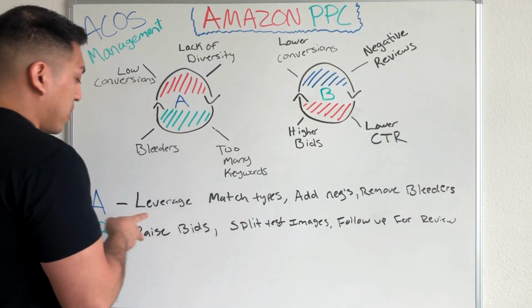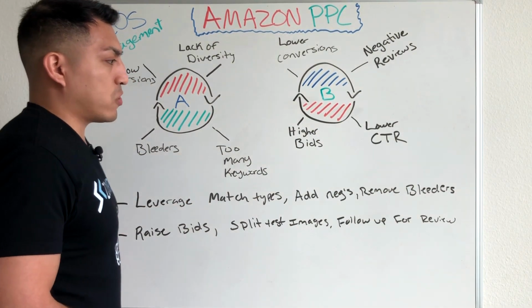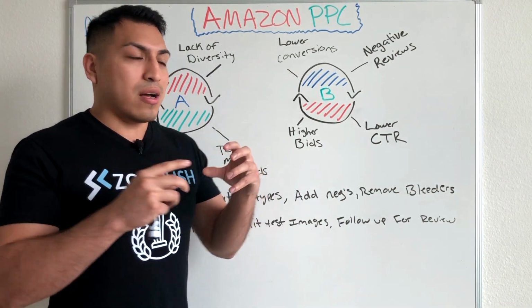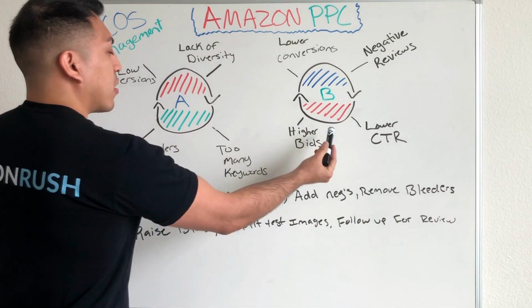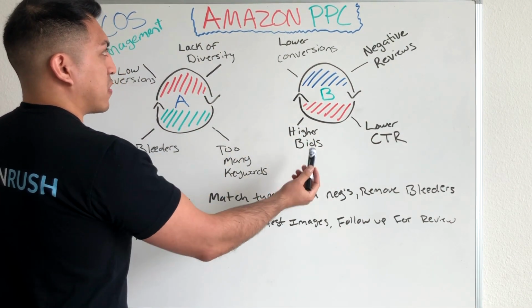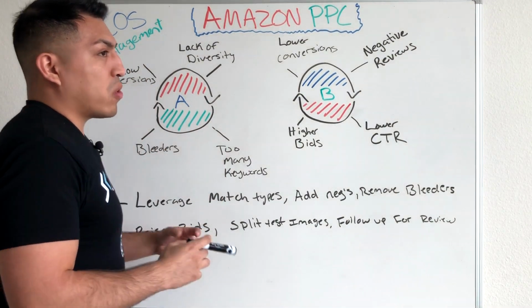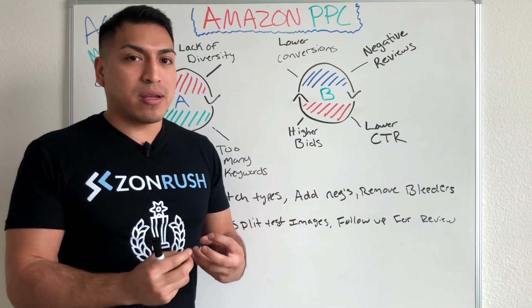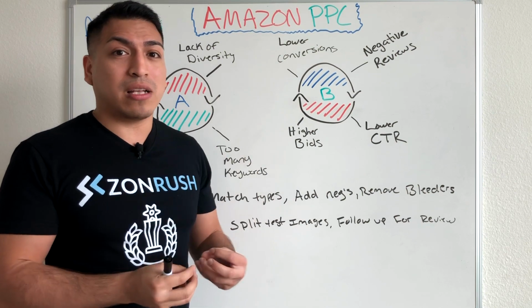So these are the ways you're going to handle A and B. And again, this was a pretty high-level training. I just wanted to give you guys a framework to consider when auditing your PPC, because ACoS management should be one of those things that Amazon sellers take proactive measures in, ensuring that they're profitable and their campaigns are scalable.